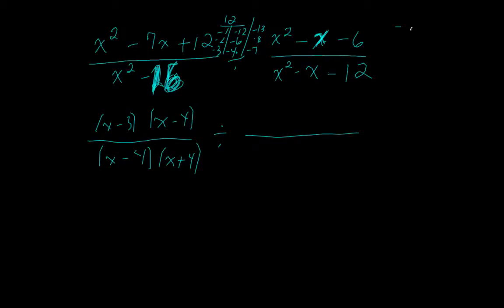Okay, and over here we have negative 6, so they're going to be opposite each other. So negative 1, positive 6, 1, negative 6, negative 2, positive 3, 2, negative 3. And we want the negative 1, so x plus 2, x minus 3. And then here we had negative 12.